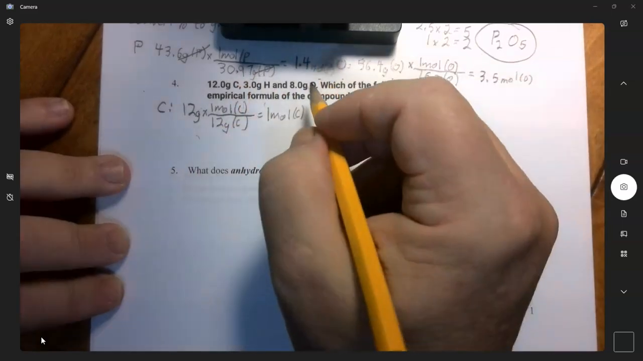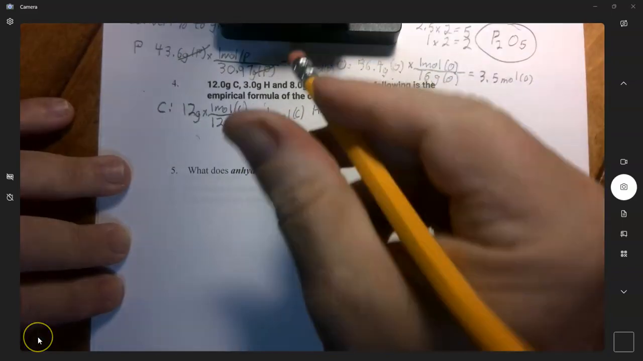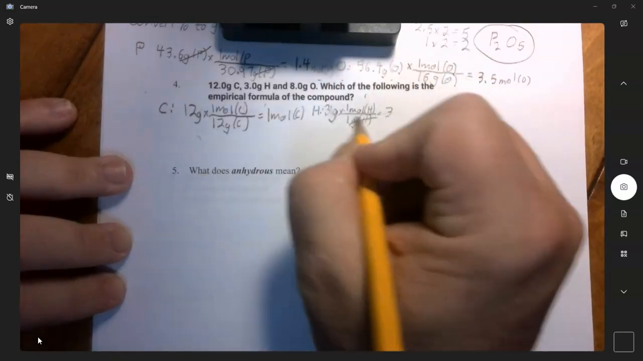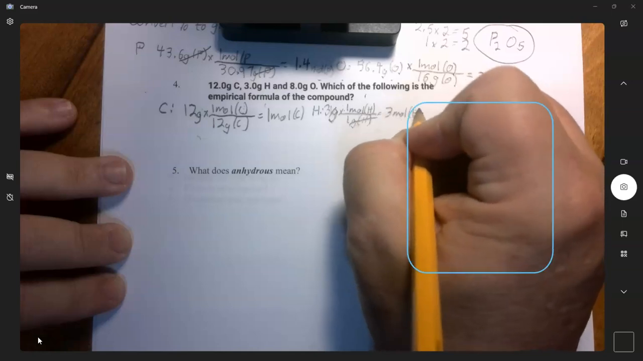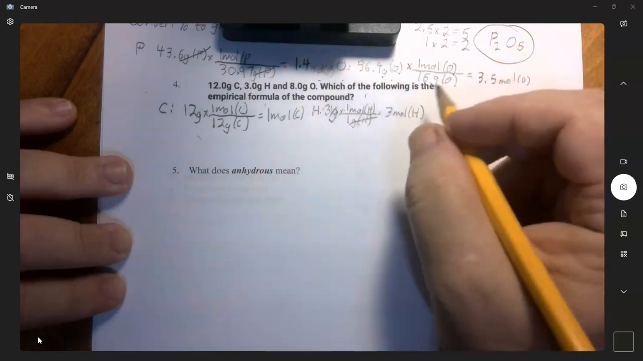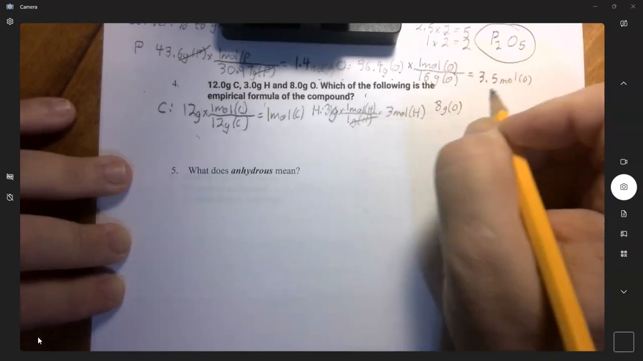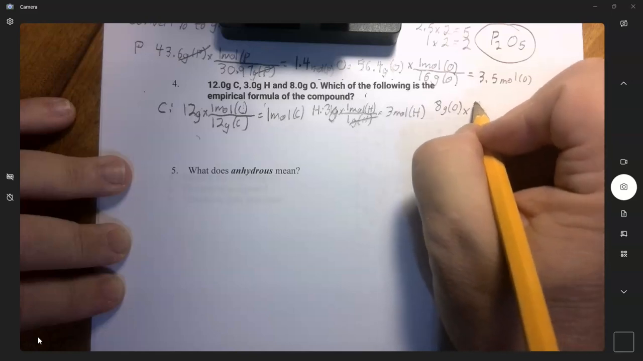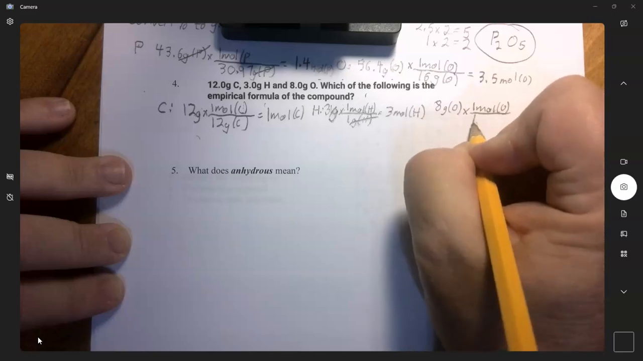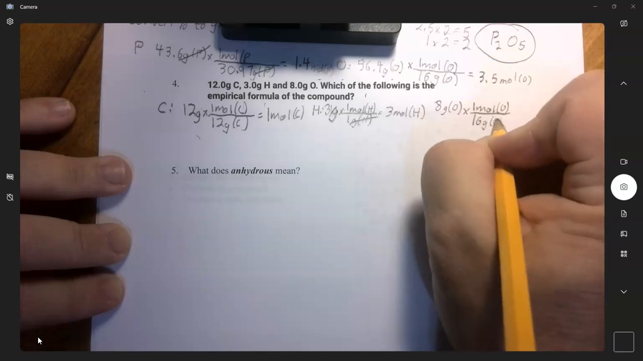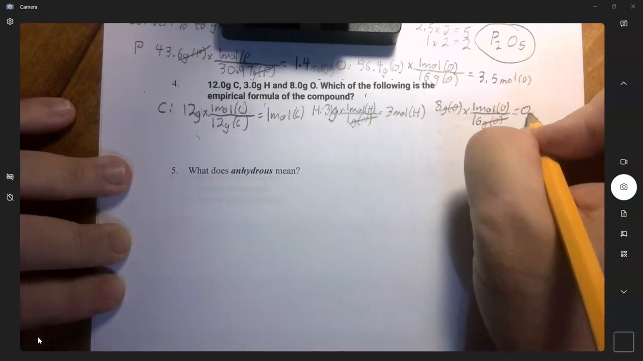Then we go to hydrogen. We're just going to call that 1. Whoops, it's 3 grams here. Grams cancels, and 3 moles. And finally, oxygen is 8 grams. And it's 16. We're dealing with a single oxygen atom. And that's going to be 1/2, 0.5.